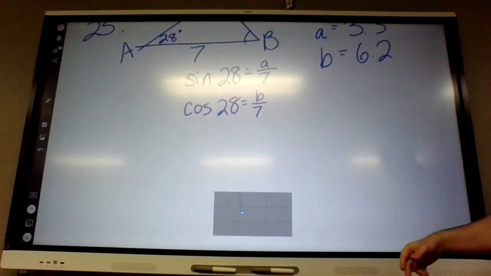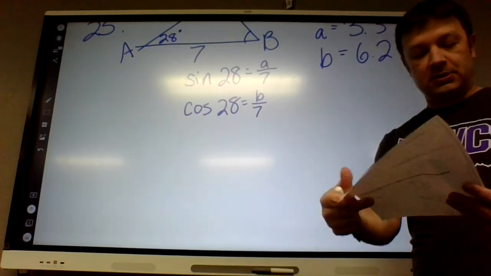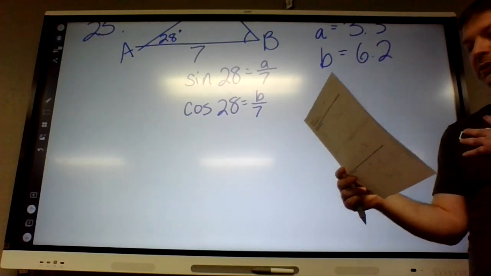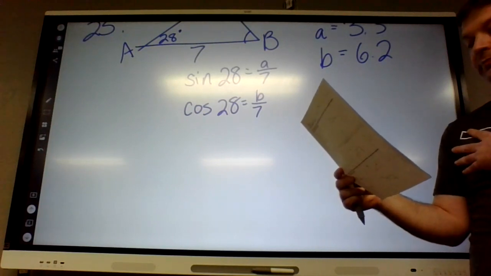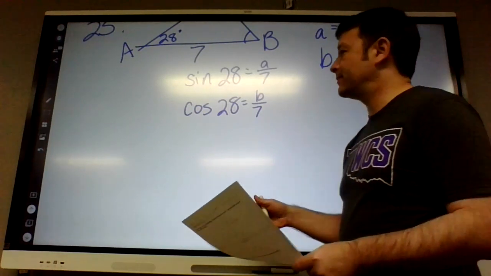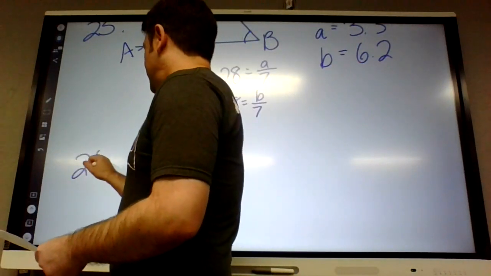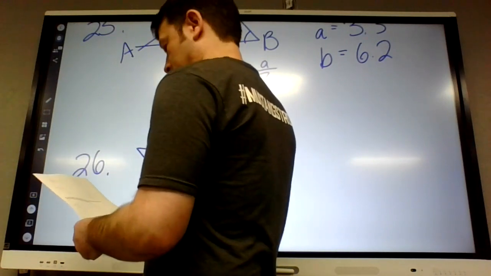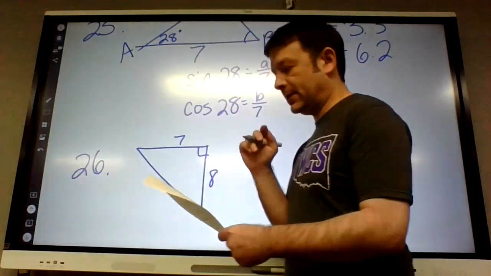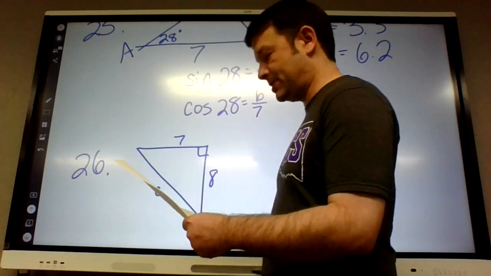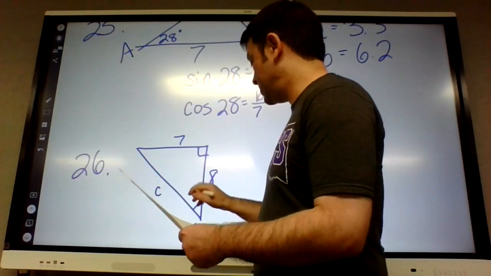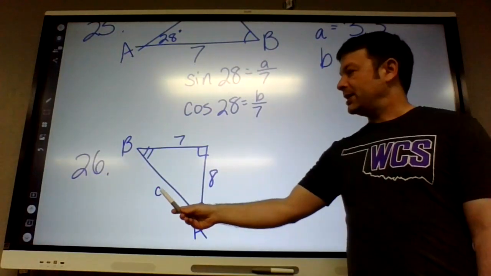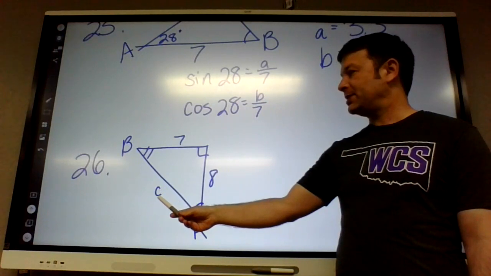Alright. 27 is kind of the same. So let's do 26 instead because that one's missing 2 angles, so it's a little bit different. So you guys can do 27, 28. All right, should be side C, angle A, angle B. Okay, let's start with side C. How could I find side C?